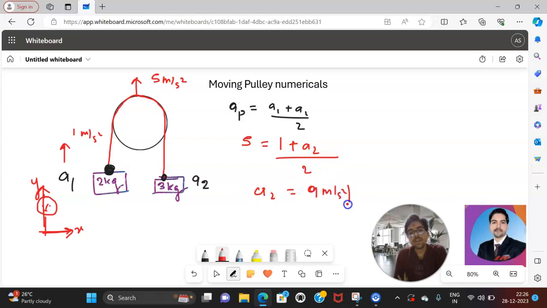So this is the acceleration with which this 3 kg block will move up. Positive, it is coming positive. Positive means according to our frame of reference, it is going along the positive y-axis. Is it clear? Now moving to the next problem.